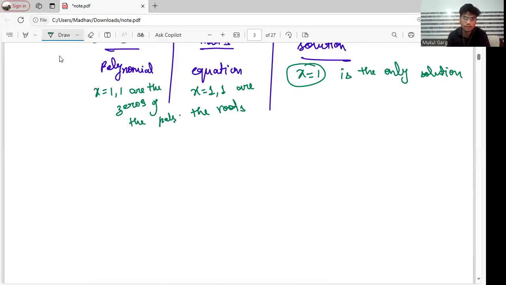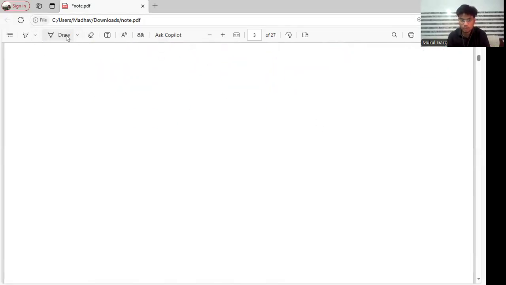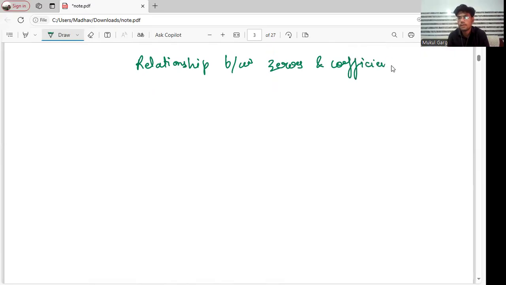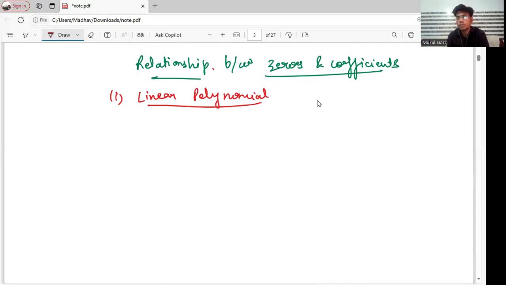Now let's discuss about relationship between zeros and coefficients. बहुत simple है. Let's talk about it. So first of all, if we have a linear polynomial, देखो अगर हमारे पास लीनियर पॉलिनोमियल है, लीनियर पॉलिनोमियल ऐसा पॉलिनोमियल जिसकी डिग्री होगी 1, ओके. सो जनरल फॉर्म ऑफ दिस लीनियर पॉलिनोमियल शुड बी व्हाट?